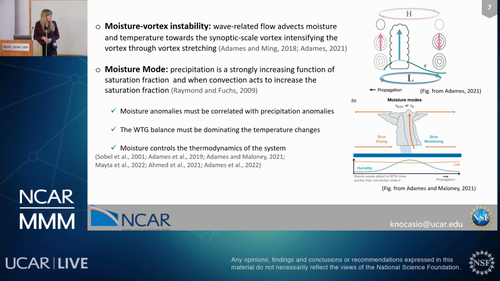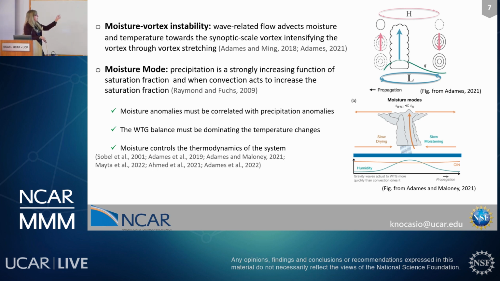When using saturation fraction to define a moisture mode, Raymond and Fuchs allow for both temperature and moisture to vary in the system. But more recently, Ángel Adames and his group, Víctor and Maita, have listed a set of criteria to test whether or not a system is a moisture mode, and their definition is a little bit more restrictive. They say the moisture anomalies of the system must be correlated with precipitation anomalies. The weak temperature gradient balance must be dominating the temperature changes, so in other words, the latent heat from convection is spread out through gravity waves. And finally, moisture controls the thermodynamics of the system. So in this definition, Adames and his team are a little bit more restrictive. They don't allow for temperature changes.